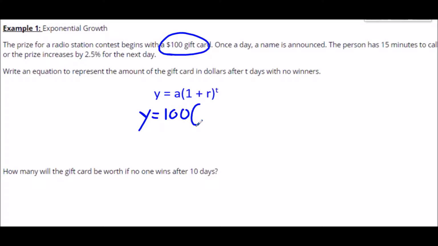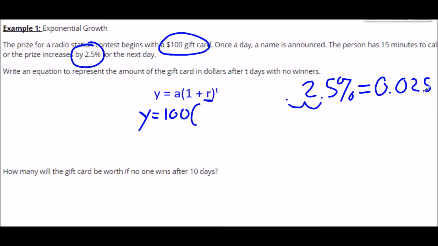The second value we have to replace is r, the rate that we're increasing by. So in this problem, the person has 15 minutes to call, or the prize increases, here's our rate, by 2.5%. But it's important to note that even though it's 2.5%, we have to change percentages to decimals. To change this to a decimal, we move the decimal place twice, so the rate will actually be represented by the decimal version of the percent, 0.025.